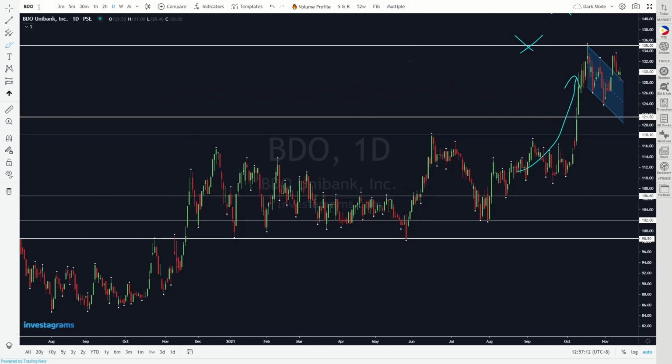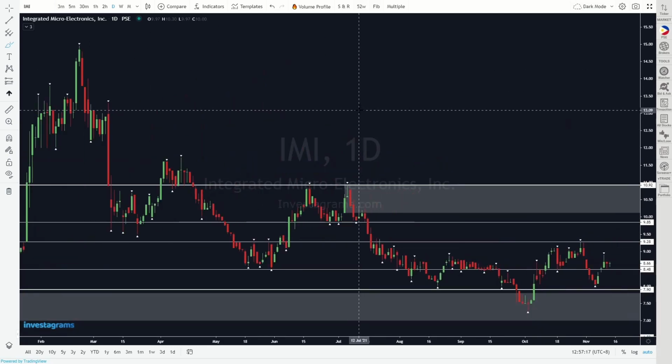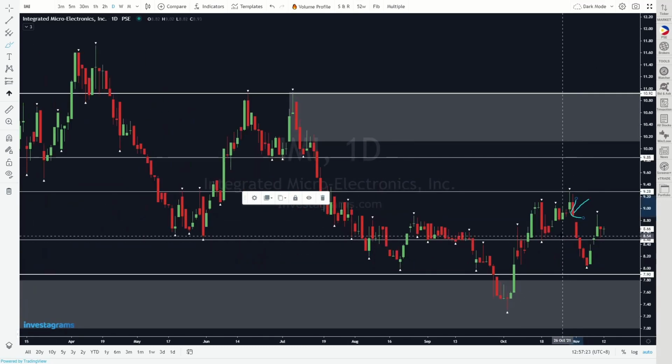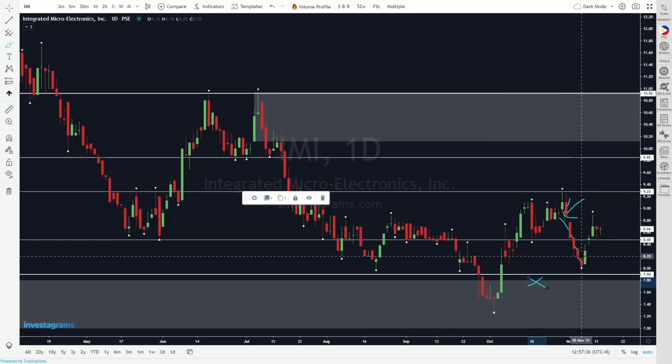Next, let's take a look at IMI. IMI, ang nangyari was, ito yung release, nung nag-release tayo nung earnings report ng IMI. Tapos dahil hindi maganda, nag-drop siya. Pero hindi siya nag-drop all the way. No? I was actually hoping at the time na makabalik siya dito sa white zone for me to see if it's possible to get into it.